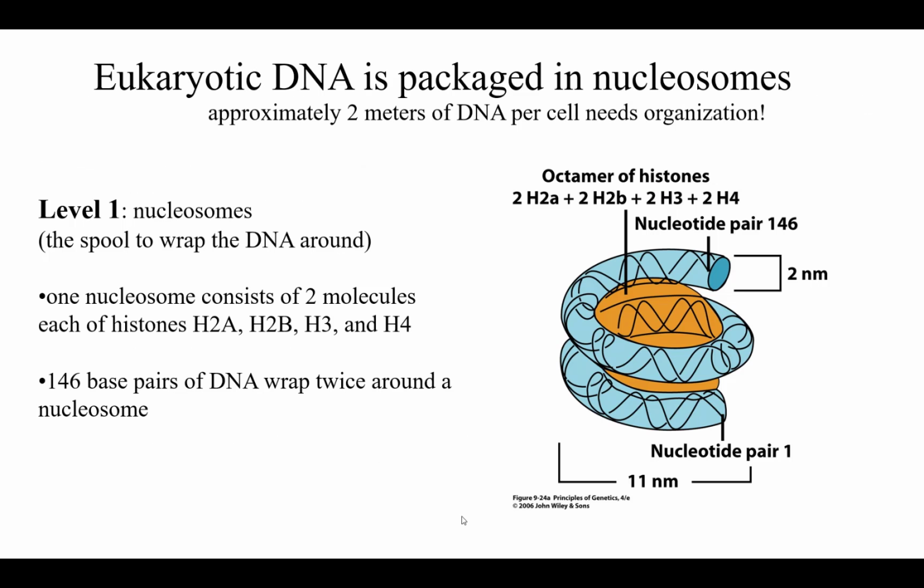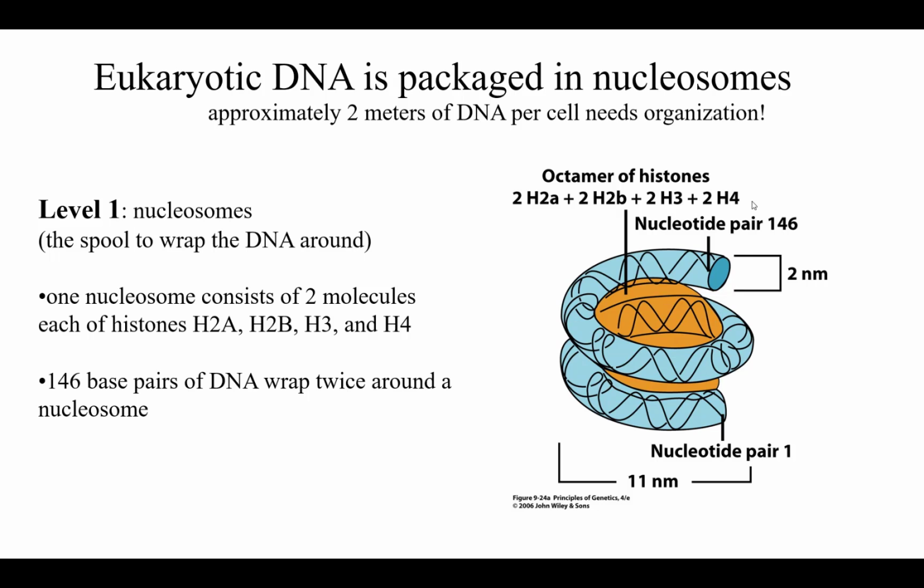The last thing I'd like to go over, very briefly, is to review how eukaryotic DNA is packaged in the nucleus. There is a lot of DNA in each one of our cells, roughly 2 meters of DNA, and we need some organization. The DNA is actually wrapped around these structures called nucleosomes. And a nucleosome is made up of 8 different proteins. These proteins are called histones, and there are actually 2 of each type. So H2A, H2B, H3, and H4.